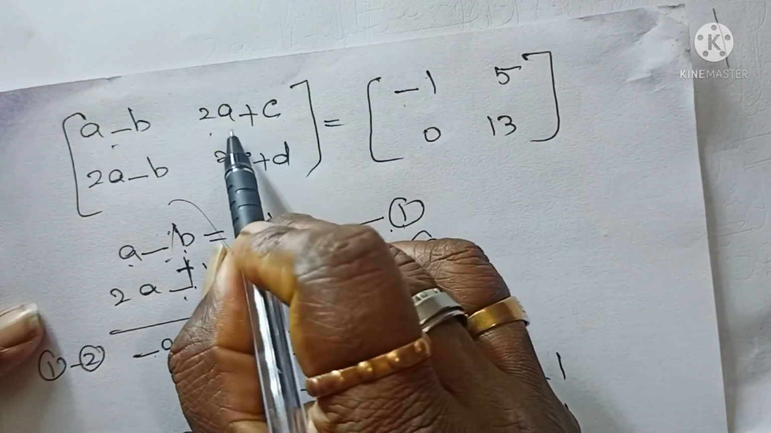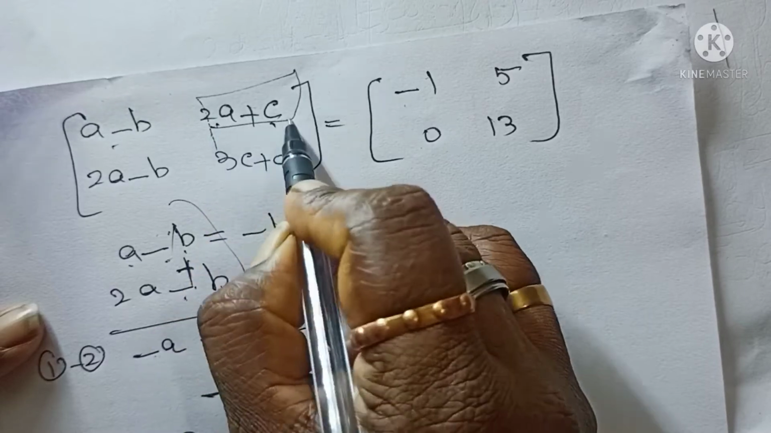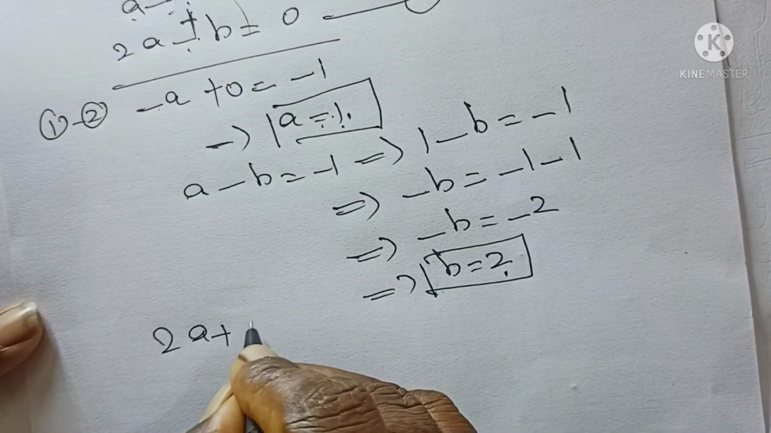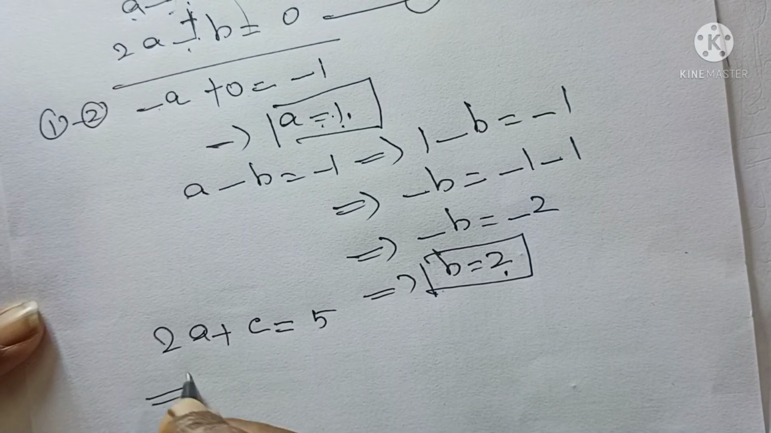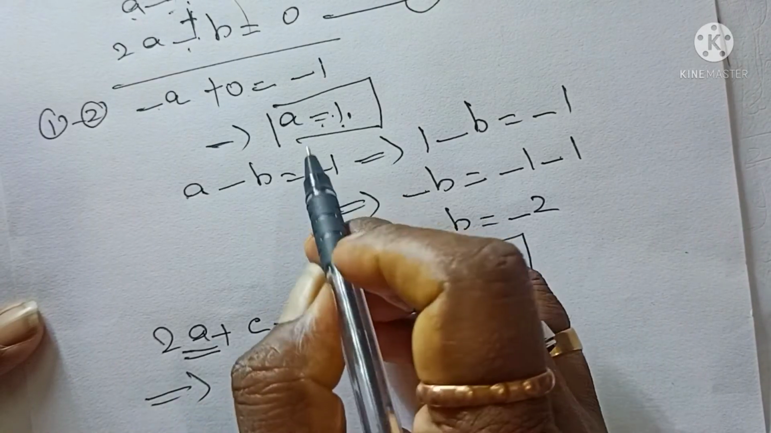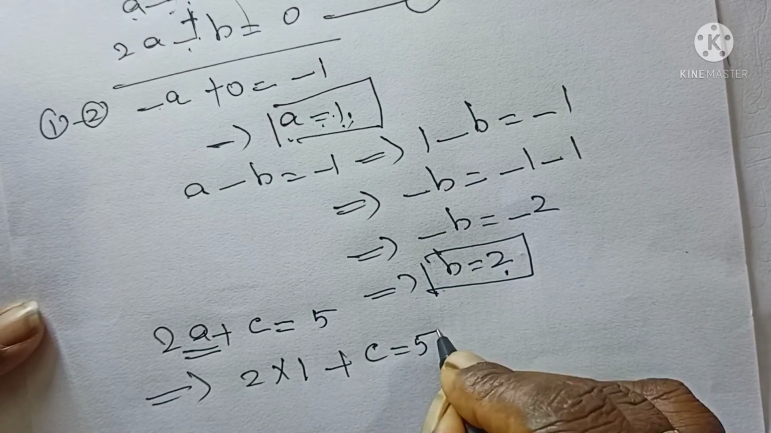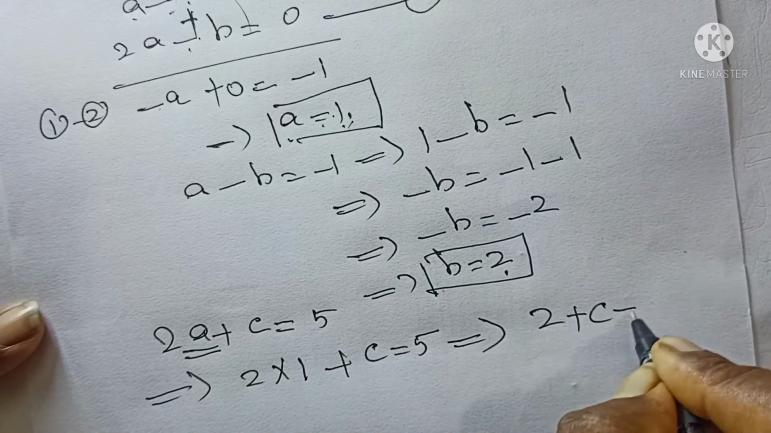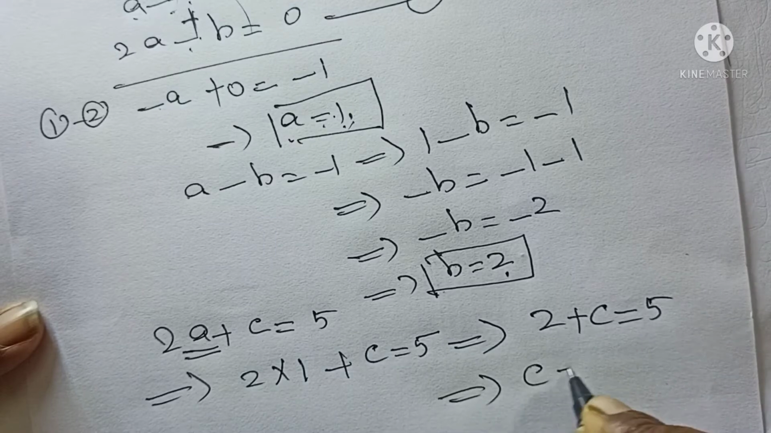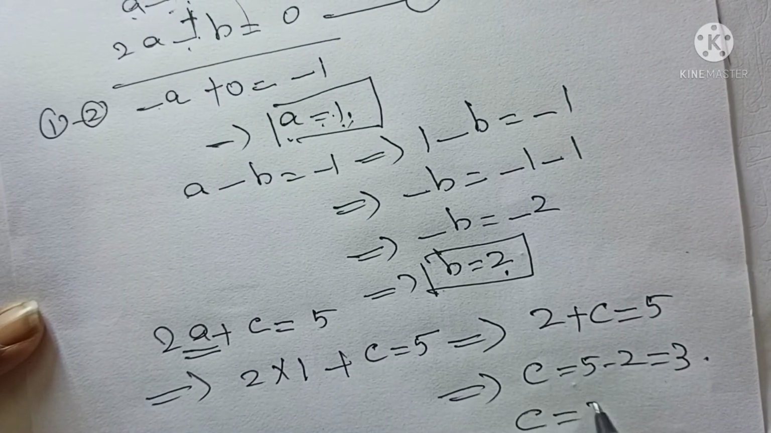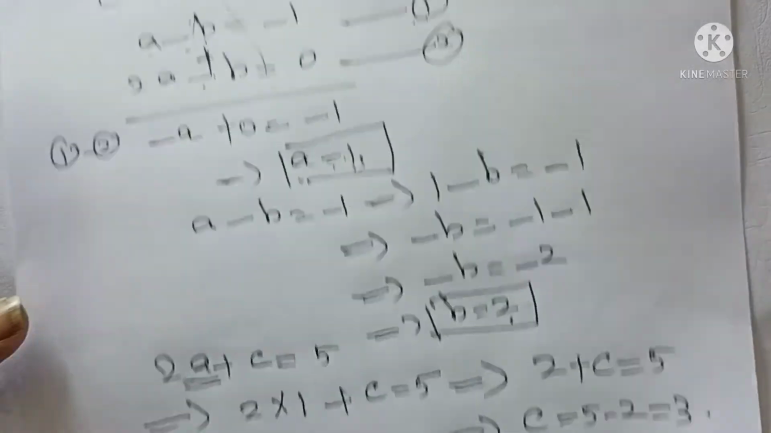Then you have to write this equation: 2A plus C is equal to 5. Here you can substitute the value of A. So 2 into 1 plus C is equal to 5. This implies 2 plus C is equal to 5. This implies C is equal to 5 minus 2, which is equal to 3. So we got C is equal to 3.